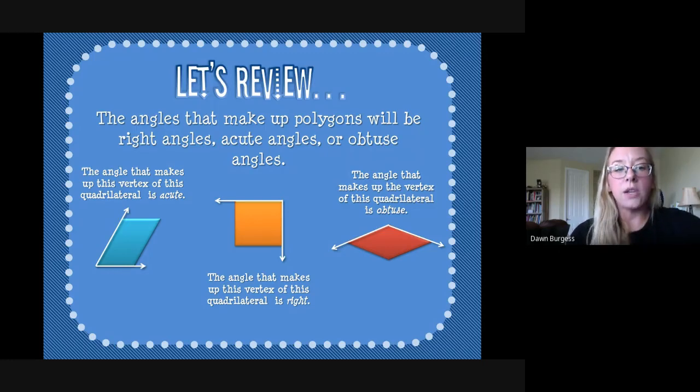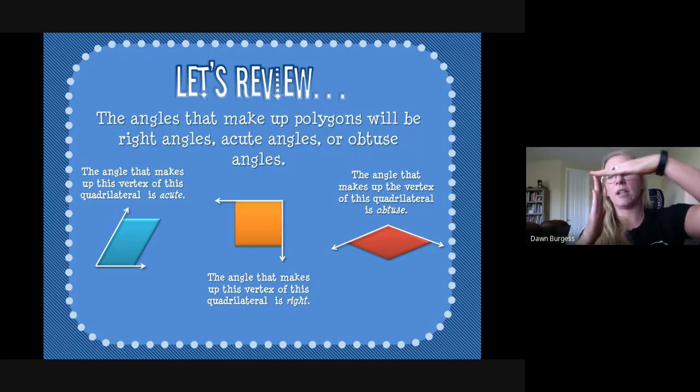Okay, so you guys see that parallelogram that's basically tipped on its side there, or I guess you could probably refer to it as a rhombus actually as well. You've got the vertex, the corner, creating an acute angle, a less than 90-degree angle. That orange square that's in the center, the angle that makes up the vertex of this quadrilateral, is a right angle. So it creates a perfect corner, a 90-degree angle.